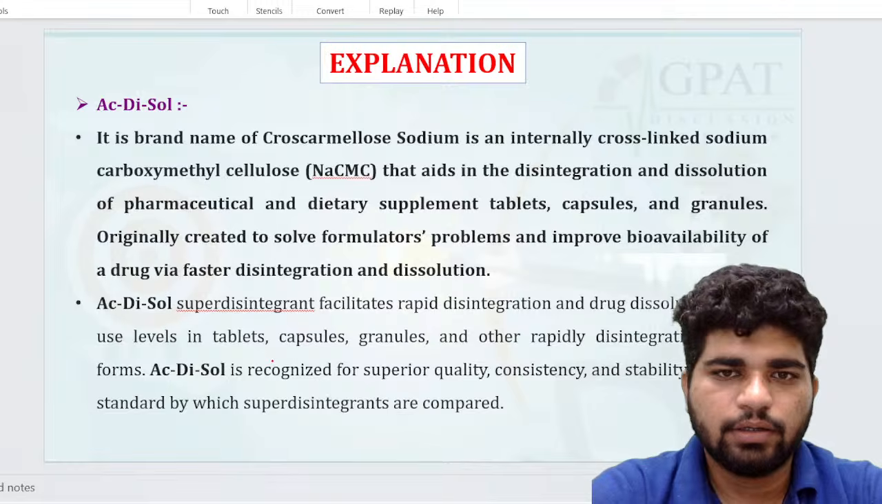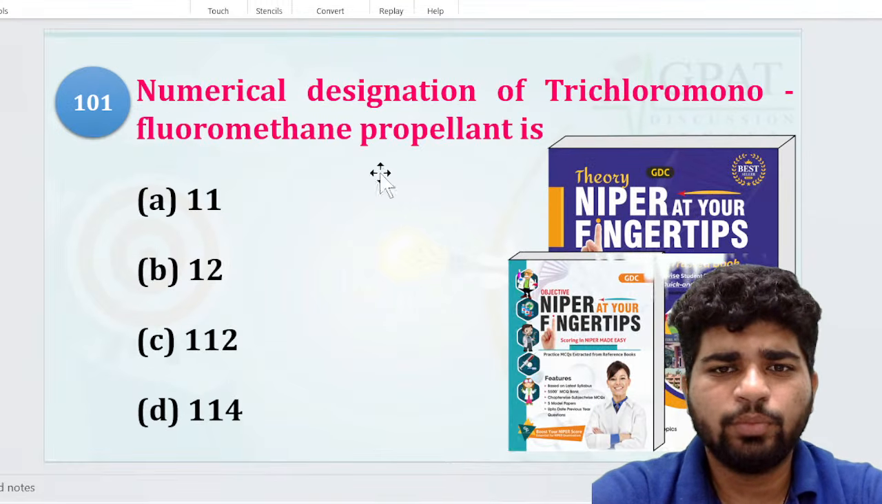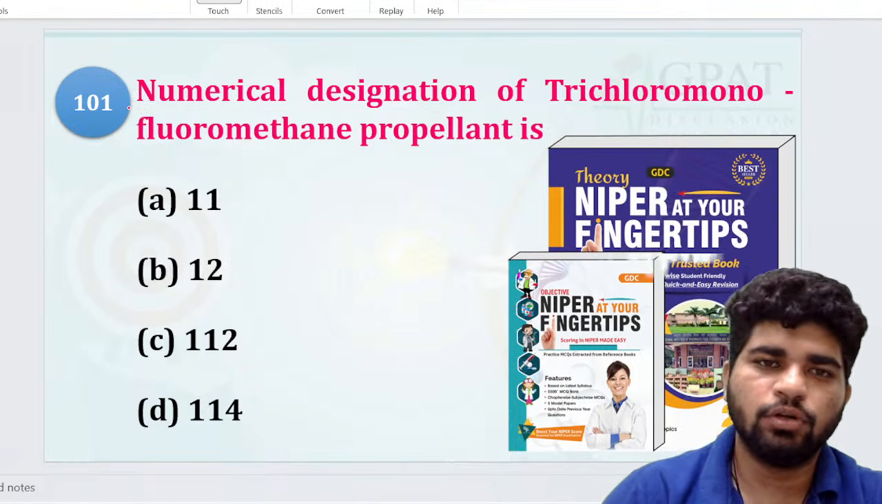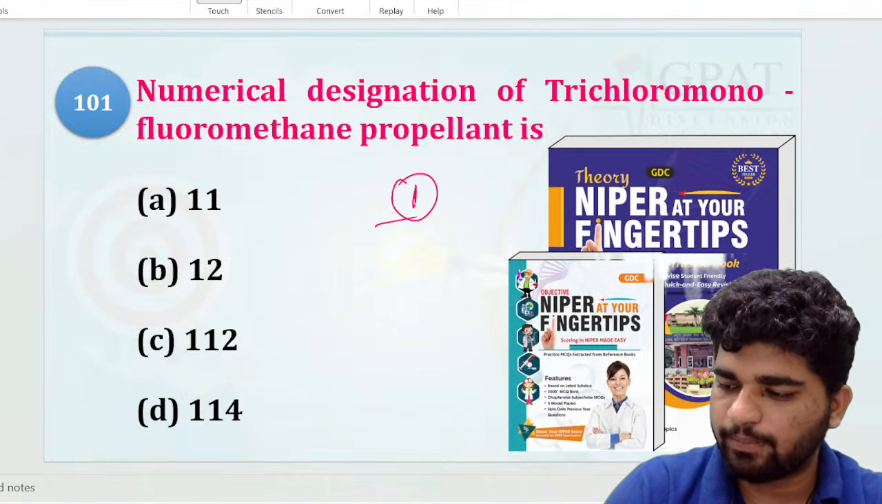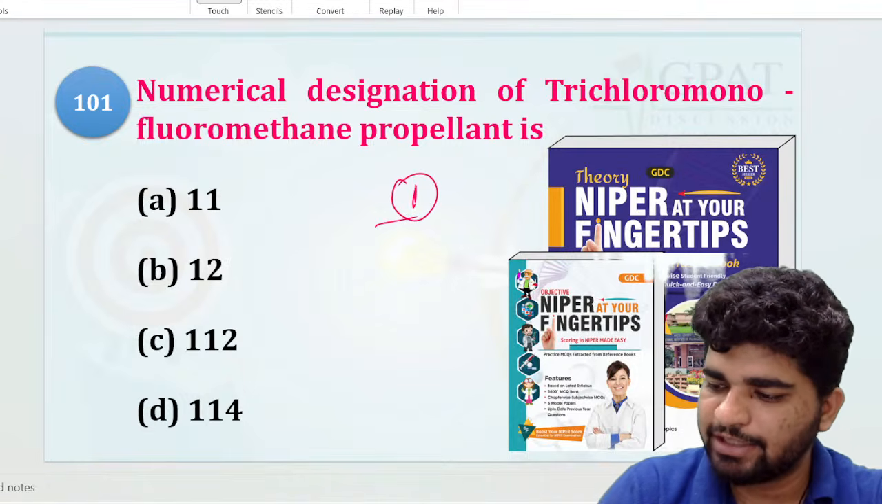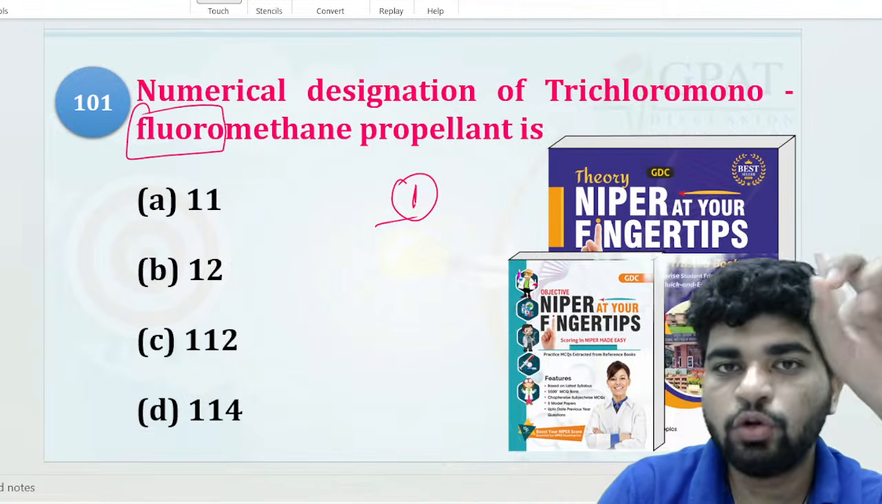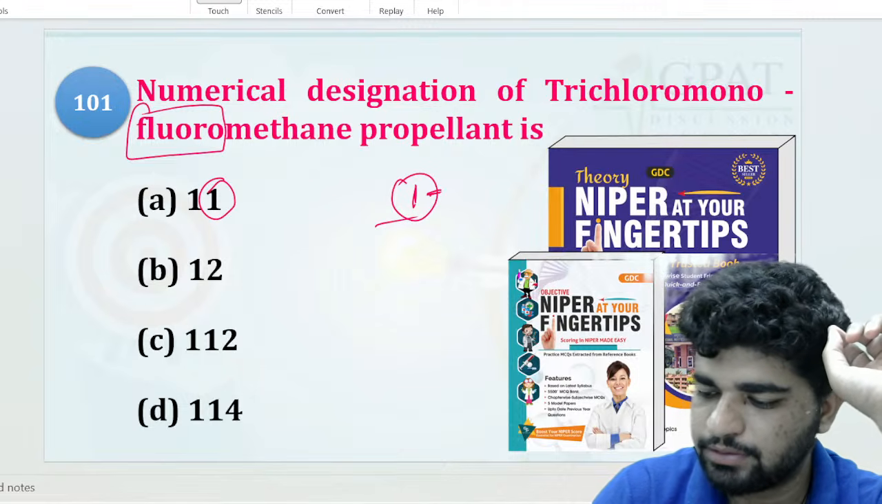Exactly. Numerical designation of trichloromonofluoromethane. Trichloro, monofluoro. Monofluoro means at the end it would be one only. The simplest technique is you just have to see fluoro. Fluoro is having the same, so one at the end.